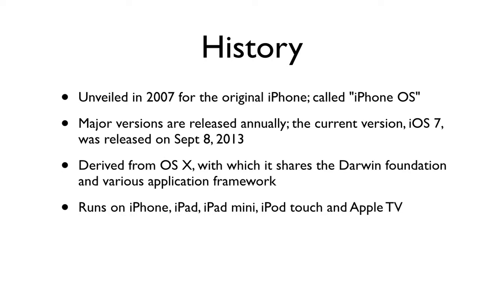Okay, to start, let's talk about a little history of iOS. iOS was unveiled in 2007 with the original iPhone. At that time, it was called iPhone OS because it was only for iPhone. It was renamed to iOS with the introduction of iPad in 2010. And a major version is released annually. Each year has a new version. The current version is iOS 7, which was released this fall.